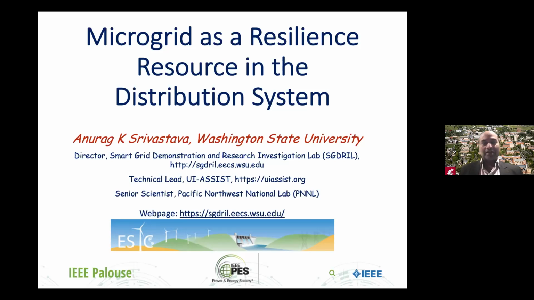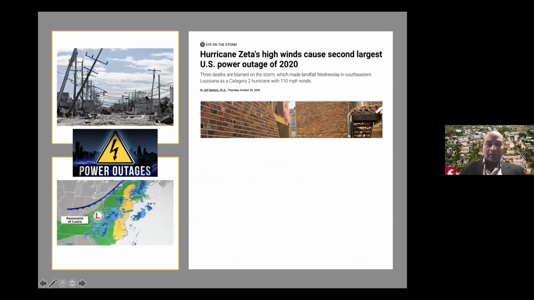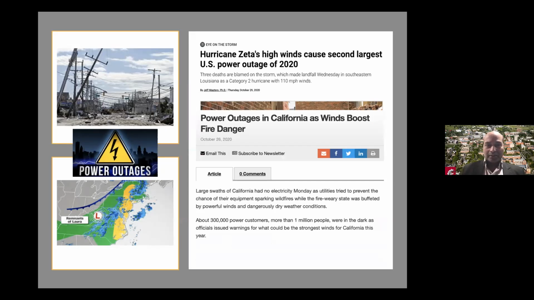Today I'm going to talk about resiliency and how microgrids can be used to enable resiliency for distribution systems. If you look at recent years, there have been a lot of hurricanes and weather events, either wildfire or storm, and we keep hearing news of power outages. Other than weather events, of course, there is some threat of cyber attacks, but the essence is that these events are more in the news.